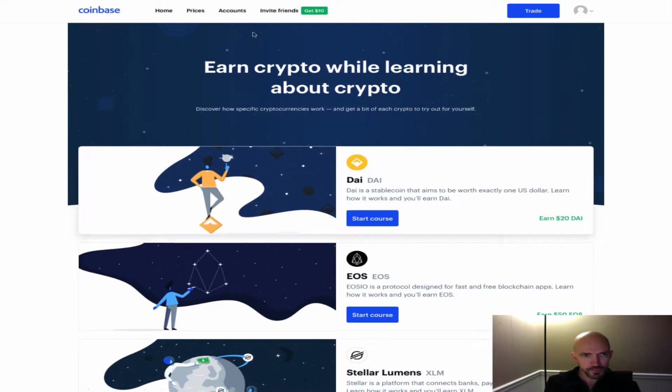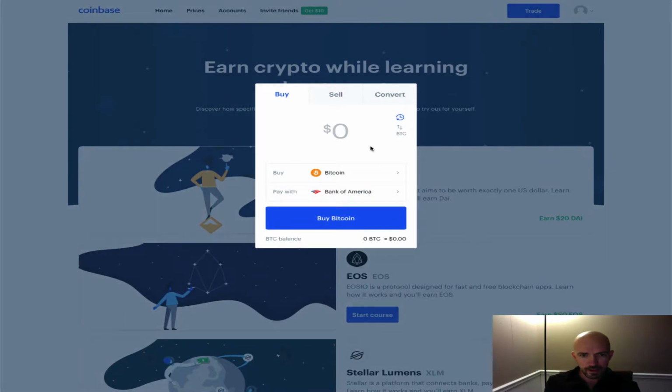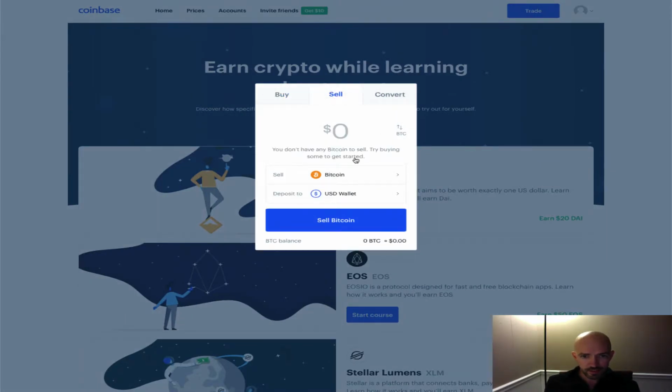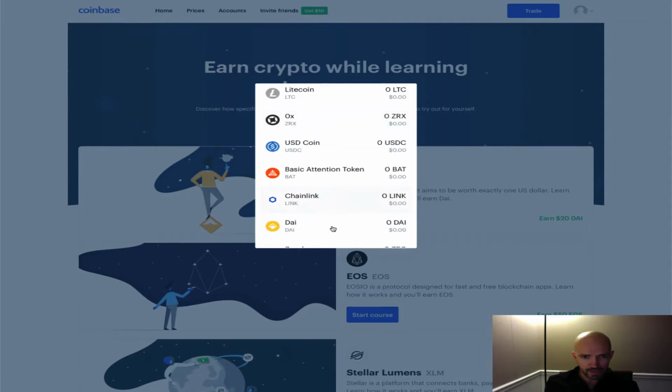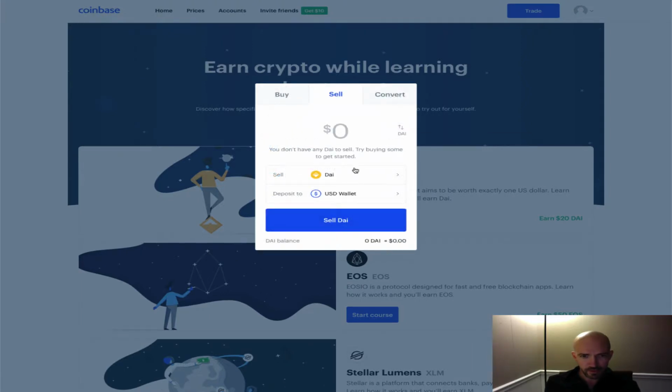So what you're going to do is go back to trade, and now you're going to sell. Let's start off with your DAI. You're going to sell your DAI, and you're going to have $20 worth. It won't let me type it because I don't have any. You're going to deposit to US wallet, sell DAI. You're going to have $20 of USD money, okay?